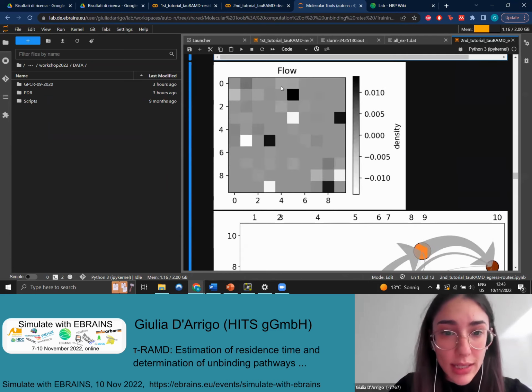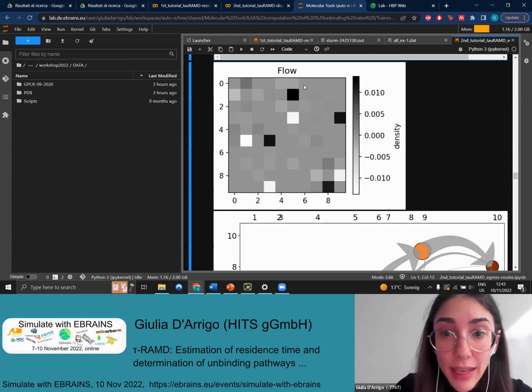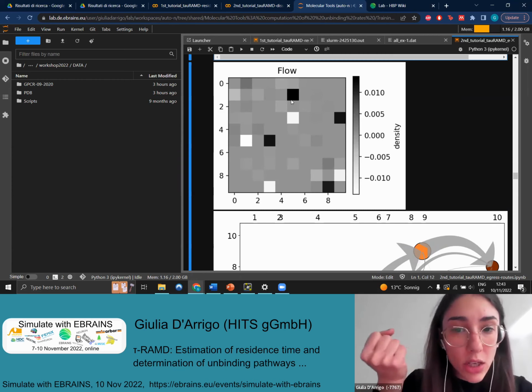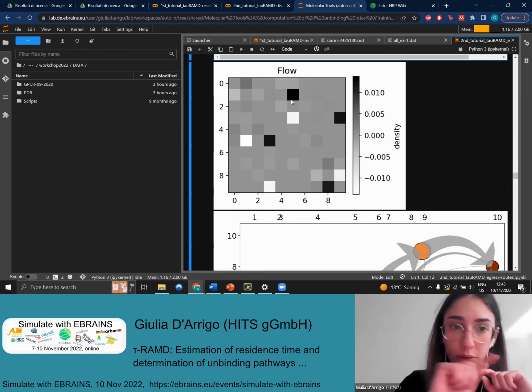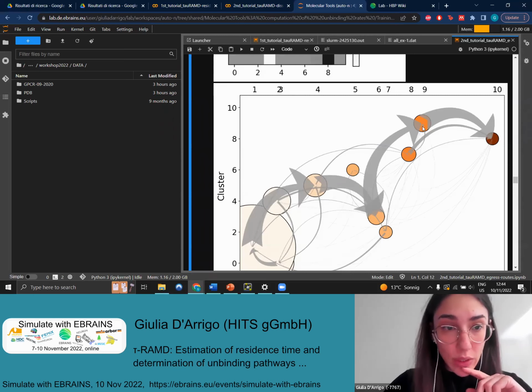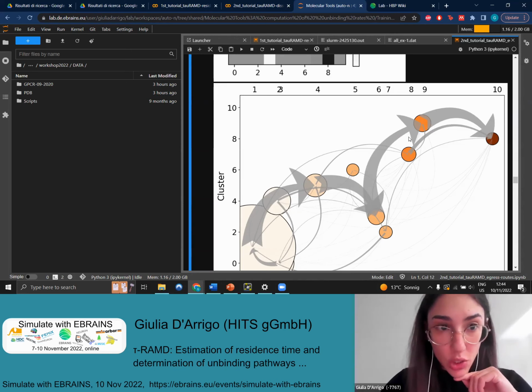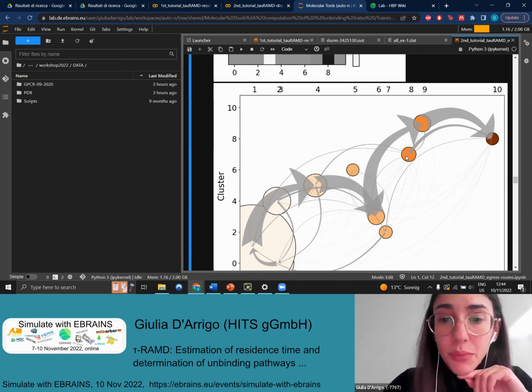And if you look at this matrix here, this is a matrix where all the clusters are plotted against each other. The intensity of the color is proportional to the frequency of the transition between clusters. This means, for instance, that for this main egress path, we have many frames that perform this transition from this cluster here, while we have fewer frames that perform the transition from this cluster.